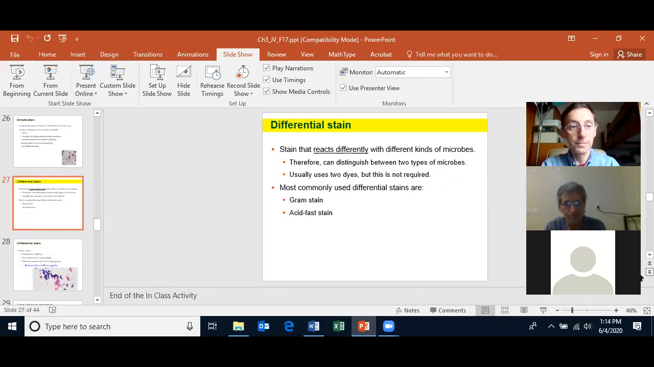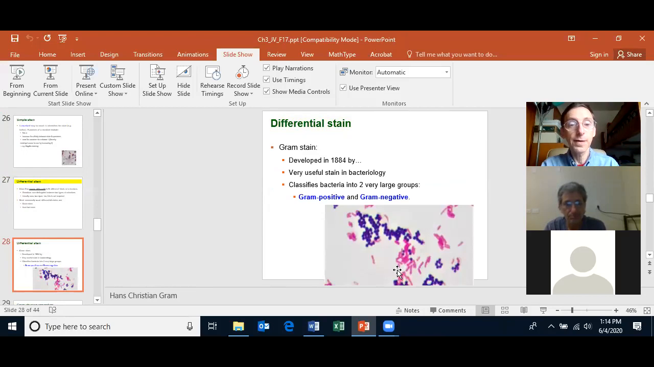And there it is. So you'll be talking about the cells and staining in the worksheet.